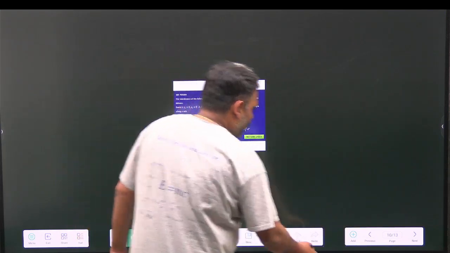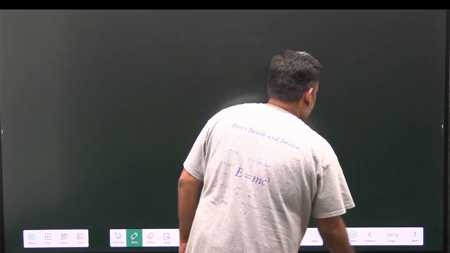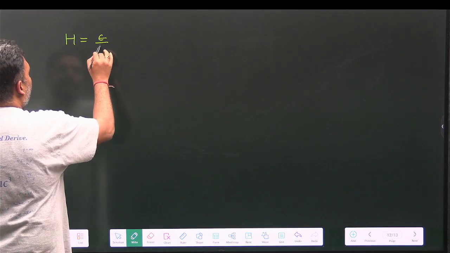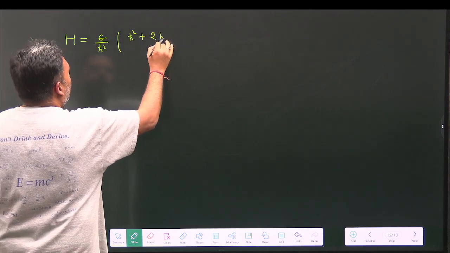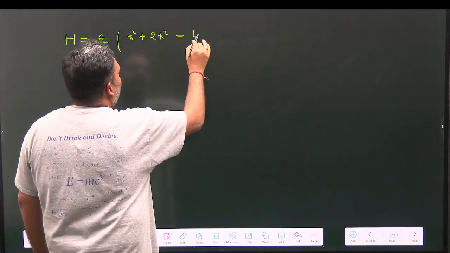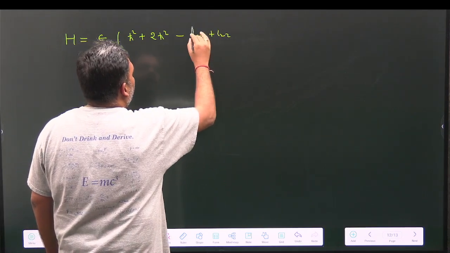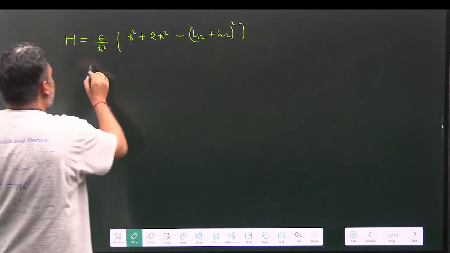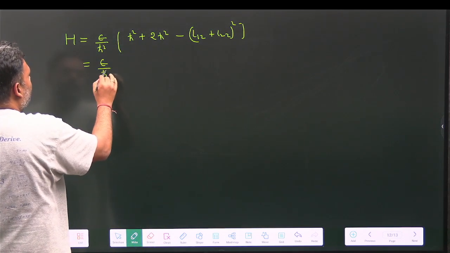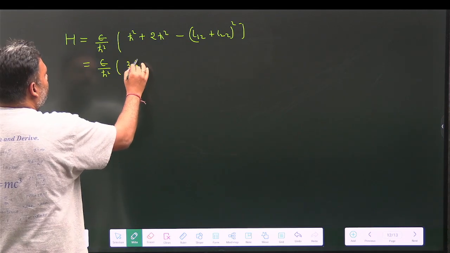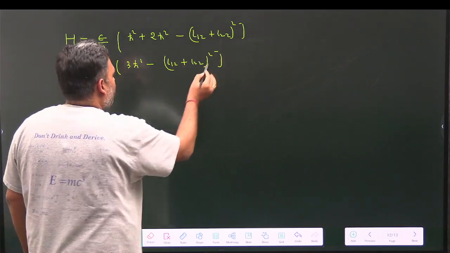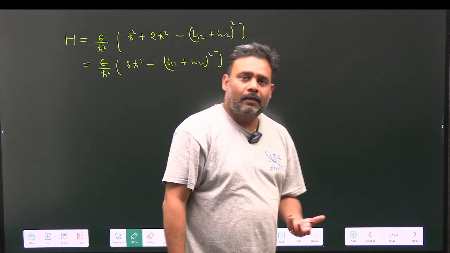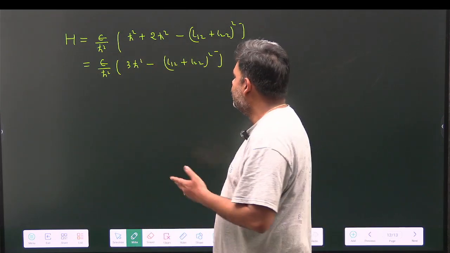So what I have, we have my Hamiltonian H equal to epsilon upon h cut square, times h cut square plus 2h cut square minus L1Z plus L2Z whole square. And this value is equal to epsilon upon h cut square times 3h cut square minus L1Z plus L2Z whole square. Now we have to talk about the different quantum numbers for L1Z and L2Z.